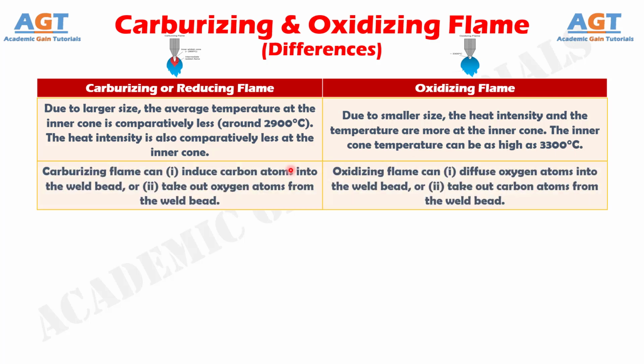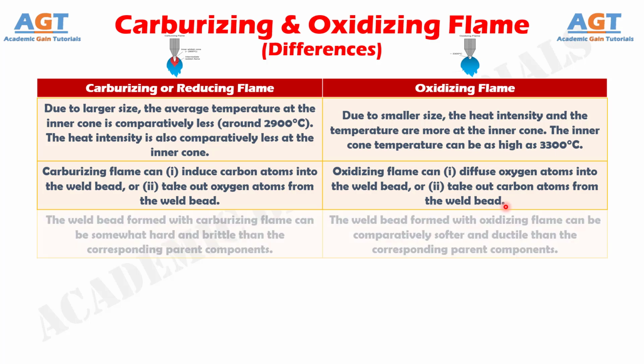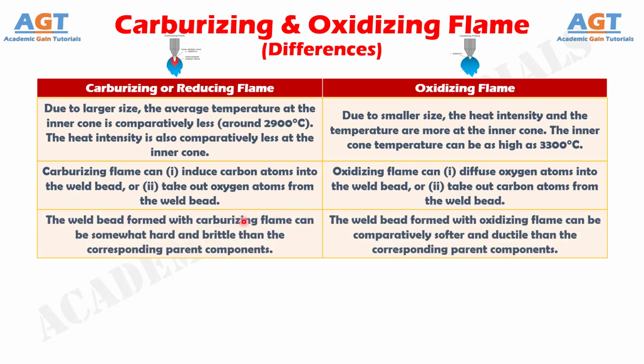Number 6. Carburizing flame can induce carbon atoms into the weld bead, or take out oxygen atoms from the weld bead, whereas oxidizing flame can diffuse oxygen atoms into the weld bead, or take out carbon atoms from the weld bead. Number 7. The weld bead formed with carburizing flame can be somewhat hard and brittle than the corresponding parent components, whereas the weld bead formed with oxidizing flame can be comparatively softer and ductile than the corresponding parent components.